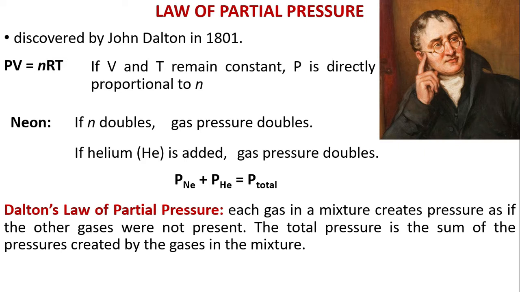Each gas in a mixture creates pressure as if the other gases were not present. So the total pressure is the sum of the pressures created by the gases in the mixture. The formula is P total is equal to P1 plus P2 plus P3 plus up to Pn. So 1, 2, 3 stands for any gas present in the mixture, and n is the total number of gases in the mixture.